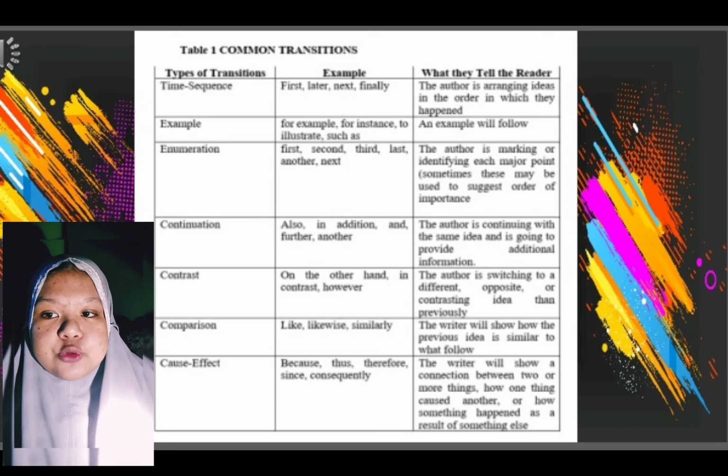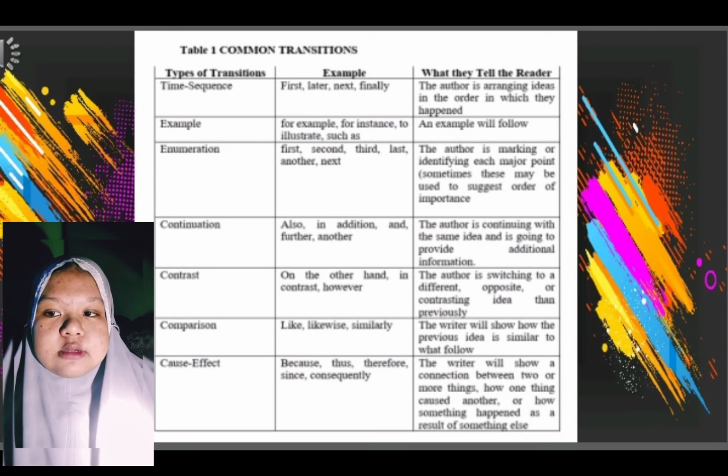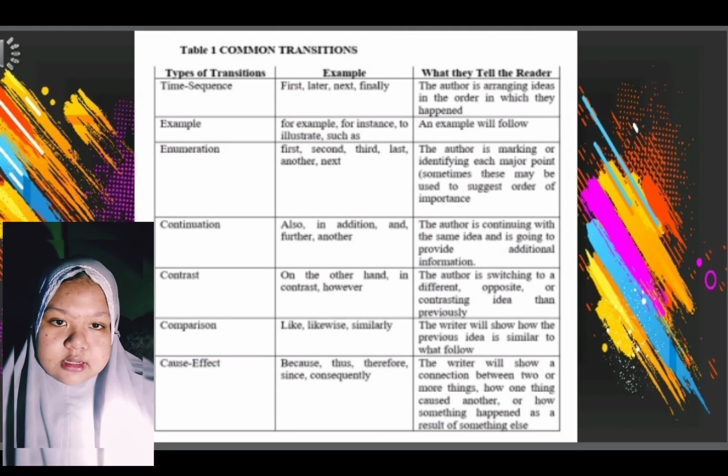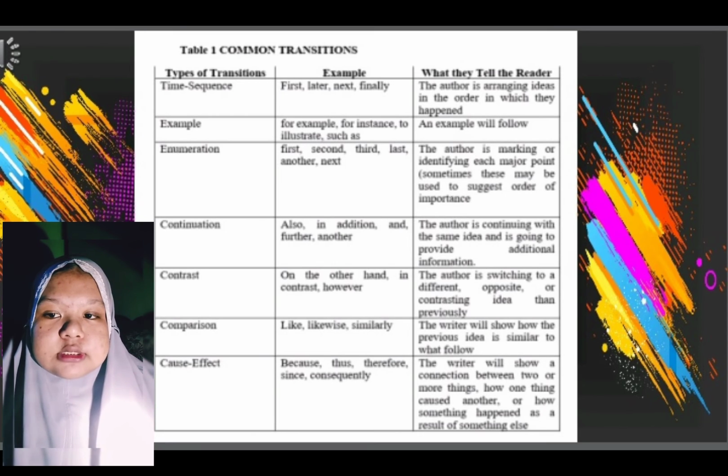The third type is enumeration. Examples are first, second, third, last, another, and next. What they tell the reader is that the author is marking or identifying major points, something that might be used to suggest order of importance. And the fourth type is continuation. Examples are also, in addition, further, and another. What they tell the reader is that the author is continuing with the same idea and is going to provide additional information. And the fifth type is contrast.